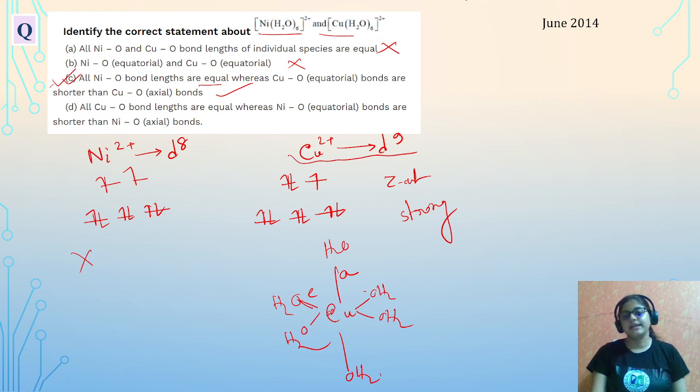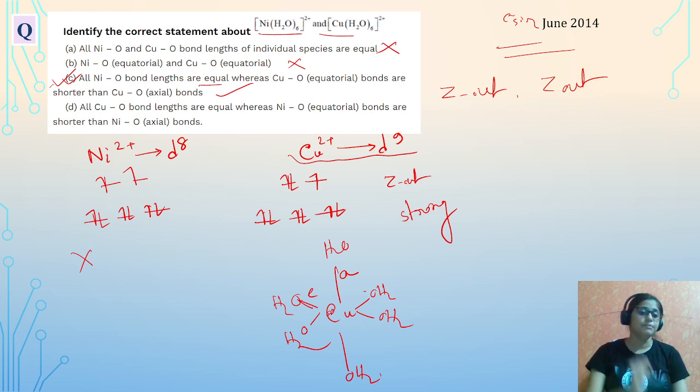This is also a CSIR-NET June 2014 question. See, these kinds of questions are there, and in some cases straightforward questions are also asked. So I hope you have understood when a complex shows Z out, when Z in, when distortion will happen, when not, like symmetrical and unsymmetrical. Weak distortion will be when t2g is unsymmetrically filled, and strong distortion will be there when eg will be unsymmetrically filled.